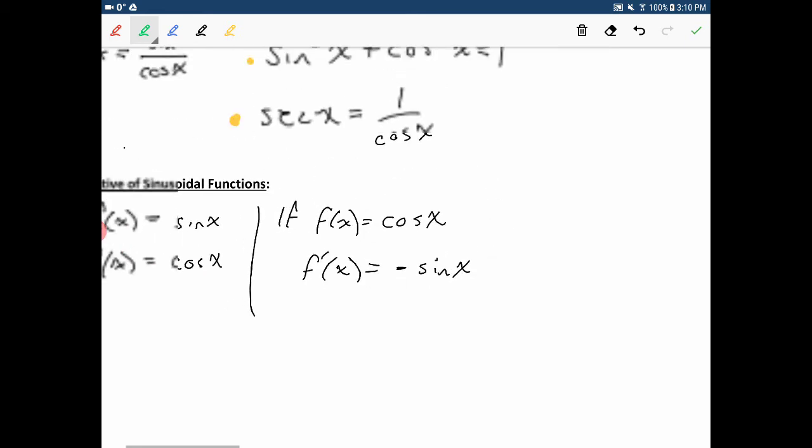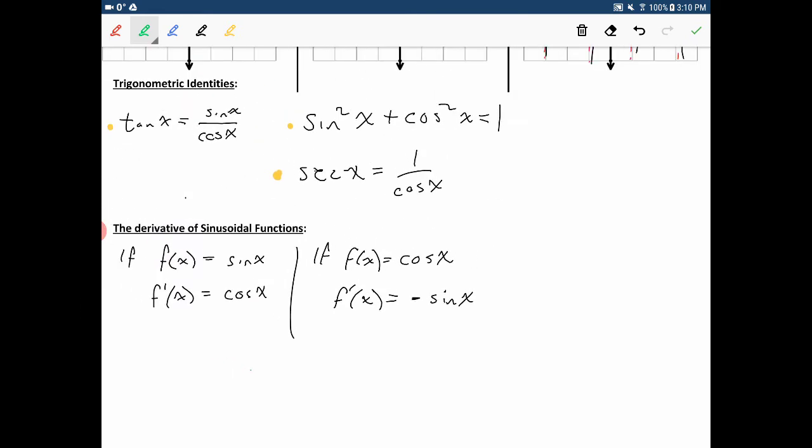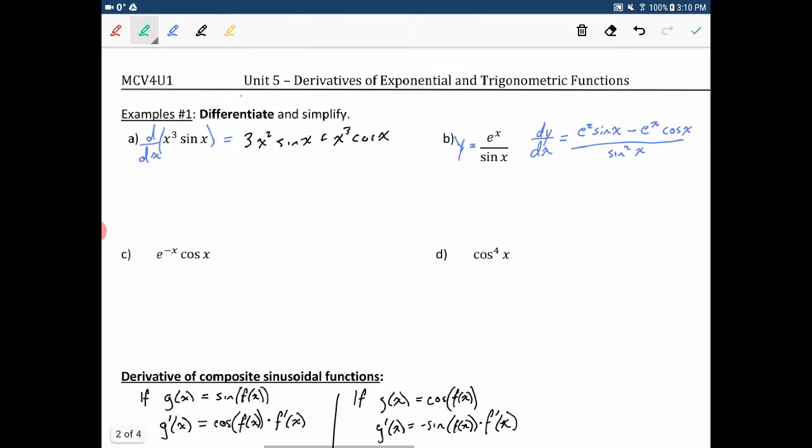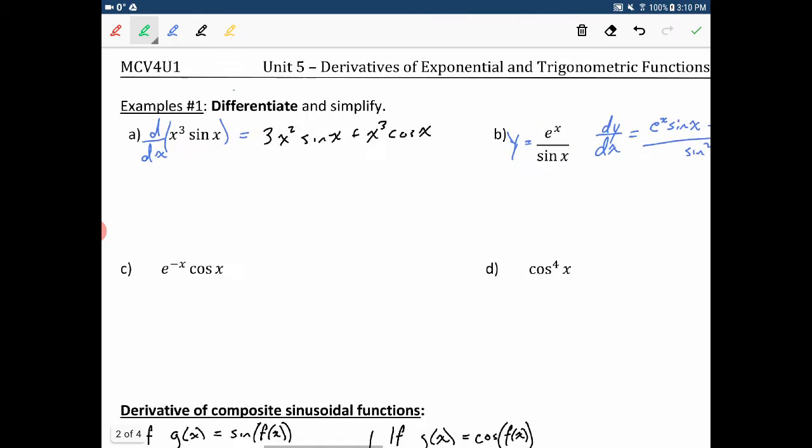Okay? So that's it. Well, like I say, this is what you really need to know, is that and that. Those are the two most important things. Let's jump over and use them a couple times, which you can see I did. Okay.